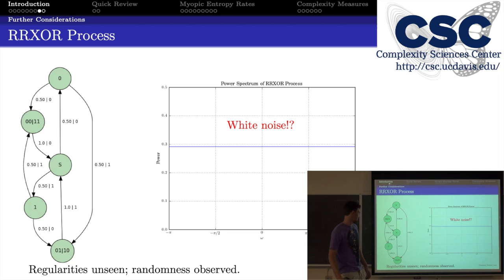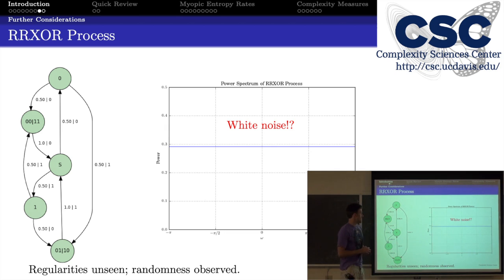And so this is an example of what Jim's coined as regularities unseen, randomness observed, right? I mean, really randomness observed. So here's just a little motivation to transcend what we did last time. It's great that we have the tools to get things like power spectrum, but if we limit ourselves to pairwise correlations, we're going to miss a lot.